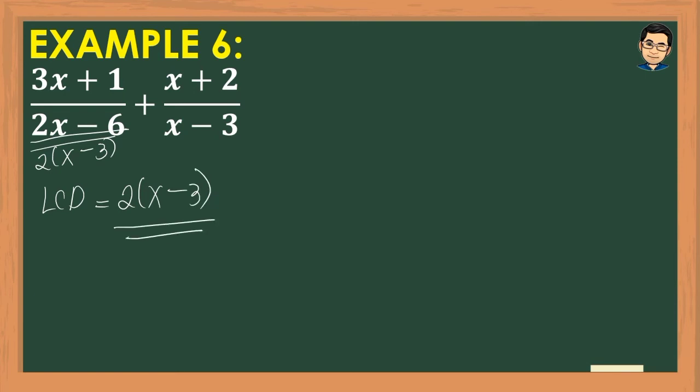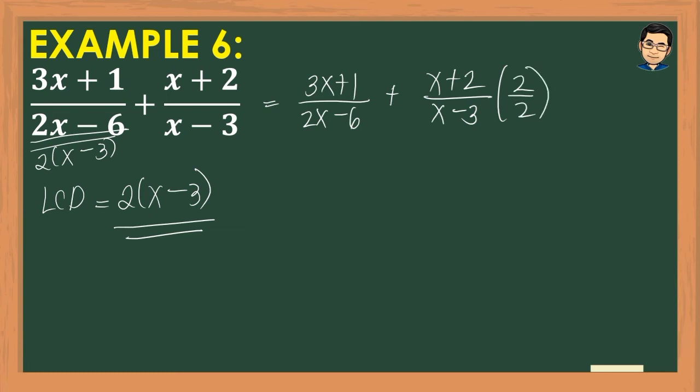So and then we rewrite 3x plus 1 times 2x minus 6. So what must be multiplied to both numerator and denominator? So that is only 1. Okay, so i-retain lang po natin siya kasi 2x minus 6, ang factored form niya, yung ating LCD. Plus x plus 2 all over x minus 3. So dito naman ay multiply po natin. So kapag dinivide natin LCD dun sa x minus 3, matitira lang yung 2. So 2 over 2 ang i-multiply natin.